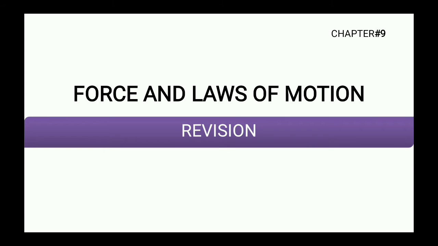Students, today we are going to revise Force and Laws of Motion. We have already finished the chapter, but revision is equally important. So today we are going to just revise the chapter, whatever topics we have done, whatever main points of the lesson are there, that we are going to learn today.